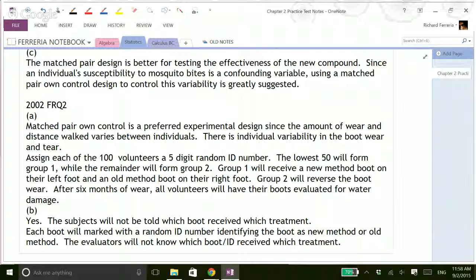So did the subjects know that there was any treatment at all, or they just don't know which group received which treatment? They don't even need to be aware that they have different boots. Just say, we're giving you a pair of boots, you wear them. The evaluator just needs to say, rate this water damage from 1 to 10. It doesn't matter what the boot is.